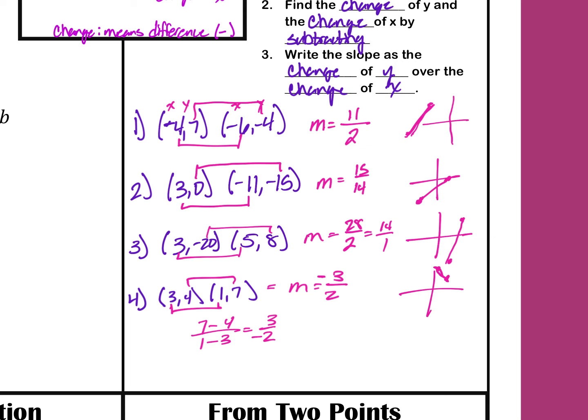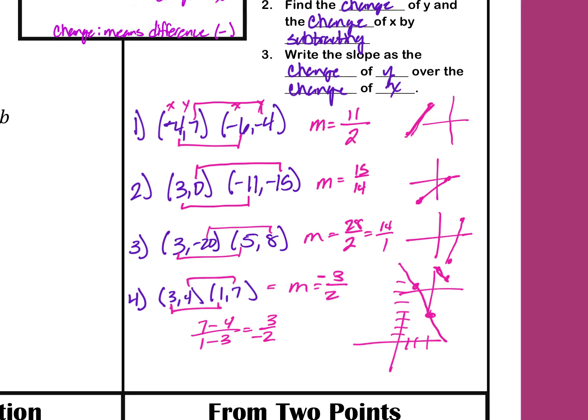Or if I graph it more closely, 1, 2, 3, 4, 5, 6, 7 is here, and then 3, 4 is here. So here would be the line right there. From left to right, it's going down. Does that make sense? So you guys can do that.